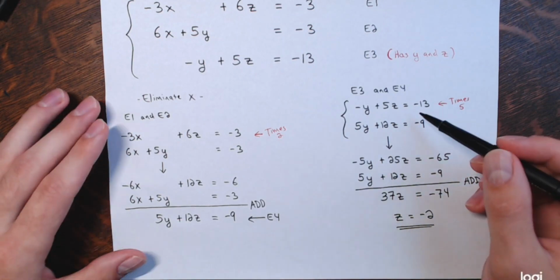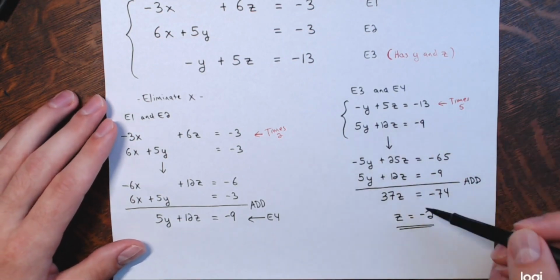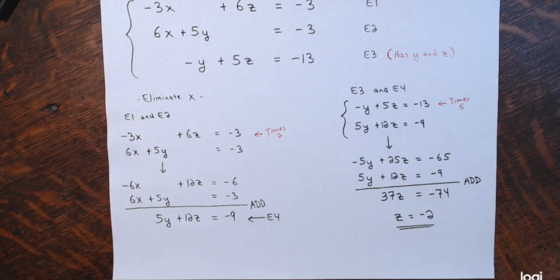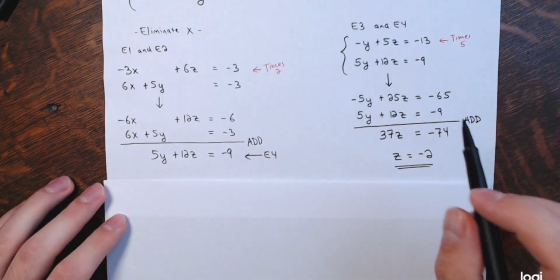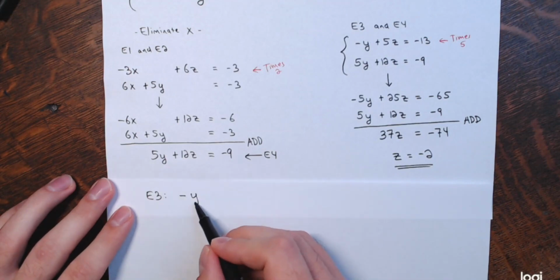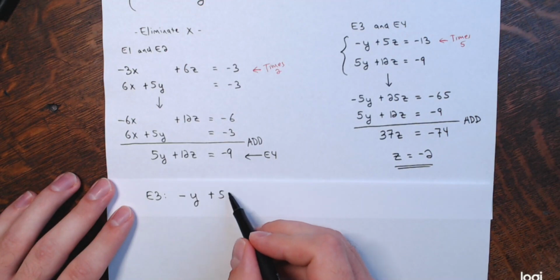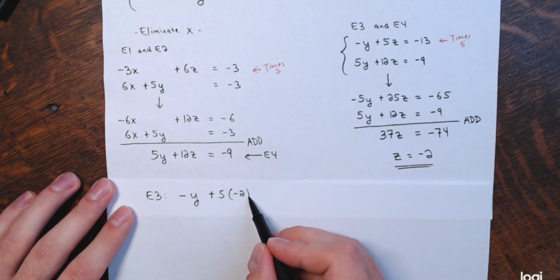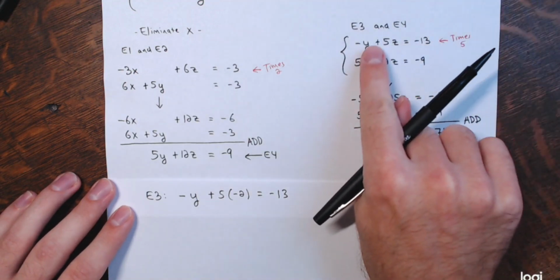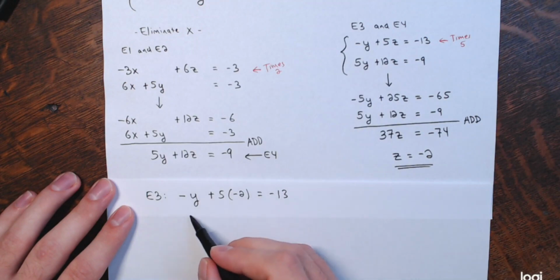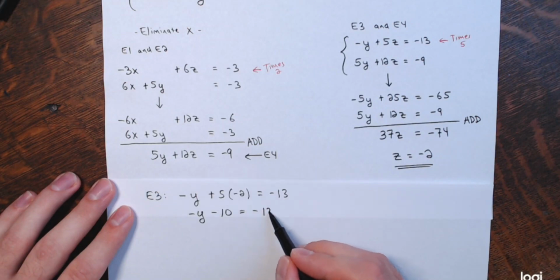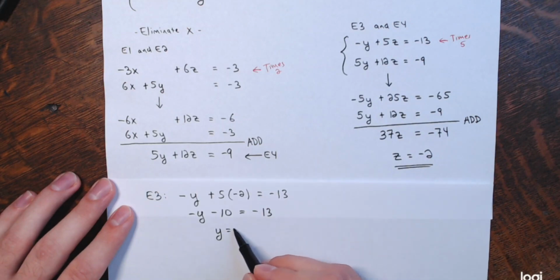And then I go back to either of these equations with y and z. Using z equals negative 2, I can solve for y. So I'll just go back to equation 3. We have negative 1 times y, plus 5 times z. Z is negative 2. That should be equal to negative 13. Using, again, this equation here. And this is negative y minus 10 equals negative 13. So I'm hoping you can see that y must be positive 3.